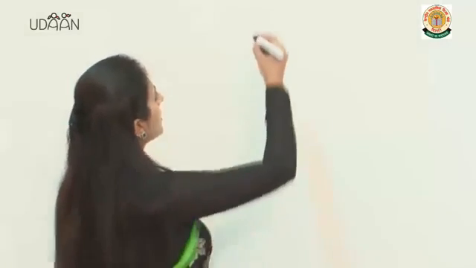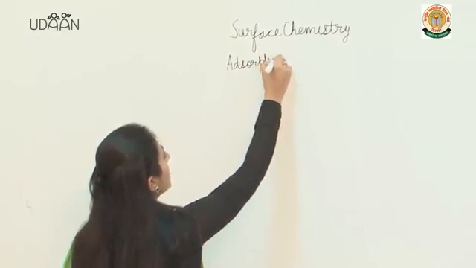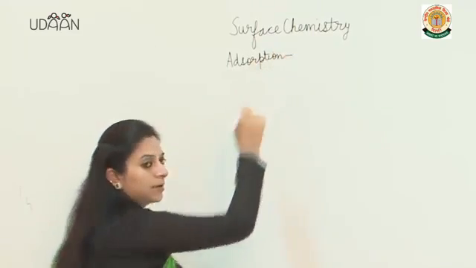Today we will start with surface chemistry. Now we will understand what is adsorption. It is the phenomenon of retaining or attracting the molecules of a particular substance on the surface. This is known as adsorption.